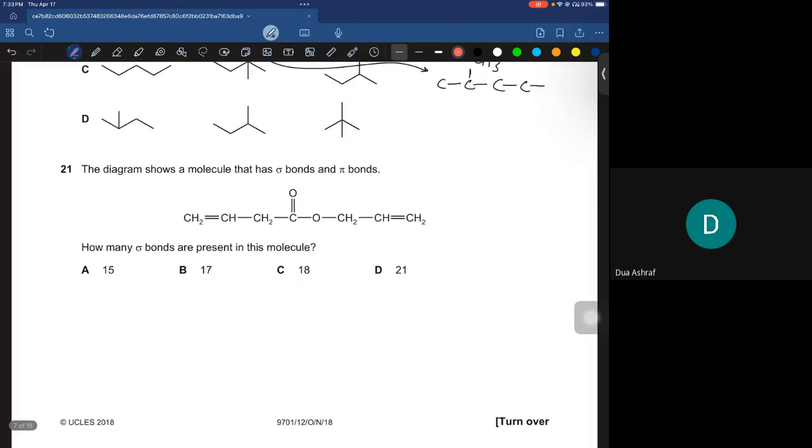Question number 21. The diagram shows a molecule that has a sigma bond and a pi bond. How many sigma bonds are present in this molecule? A sigma bond is a single covalent bond, whether the bond is between carbon and carbon, or between carbon and hydrogen.